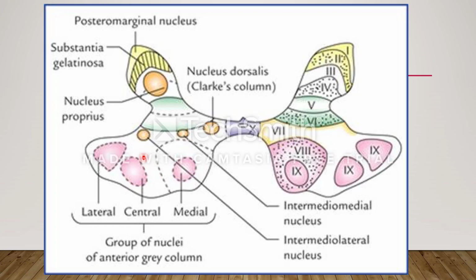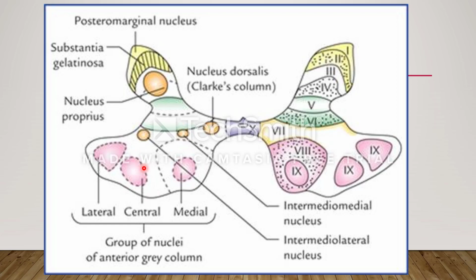The central one is present in the cervical region and the lumbosacral region, and the lateral one is present in the lumbosacral region only. The medial group is present in the entire spinal cord, and it is for the neck and the trunk muscles. It will innervate the neck and the trunk muscles.